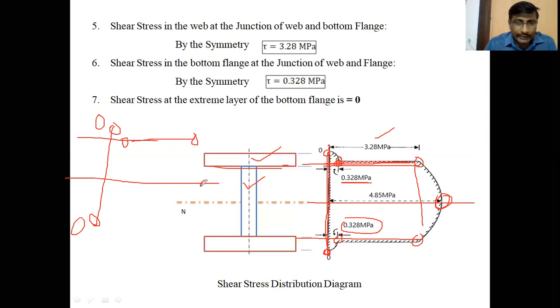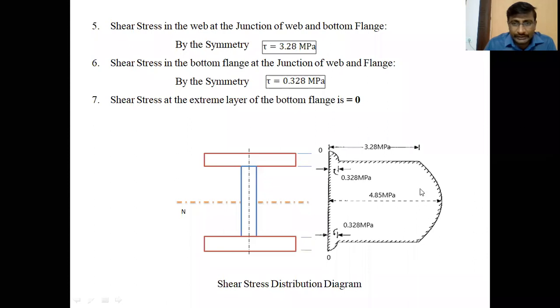After locating the points like this, you should join these points by a parabolic curve, because the shear stress value changes across the rectangular portions as a parabolic curve. So you should join the points with a parabolic curve, then a horizontal line, a continuous parabolic curve, and a horizontal line and parabolic curve from this place. Like this, you should draw the shear stress distribution diagram for the given I section.